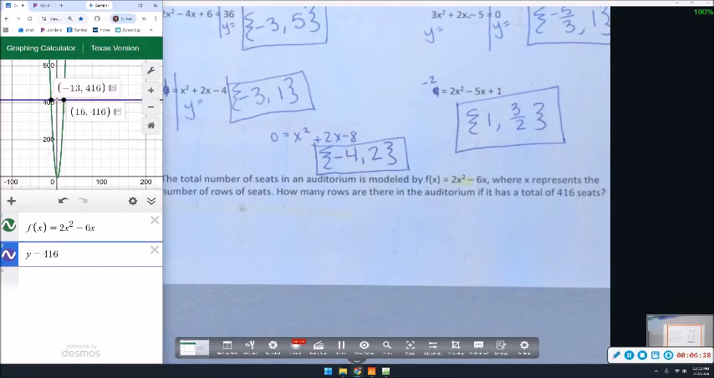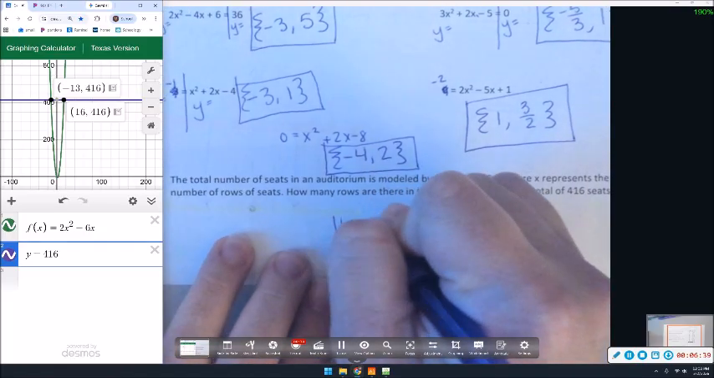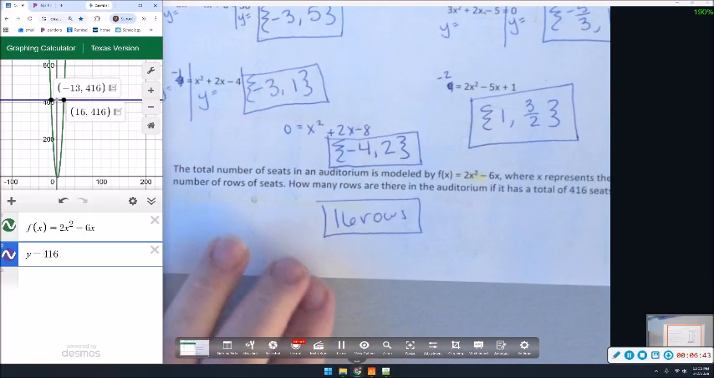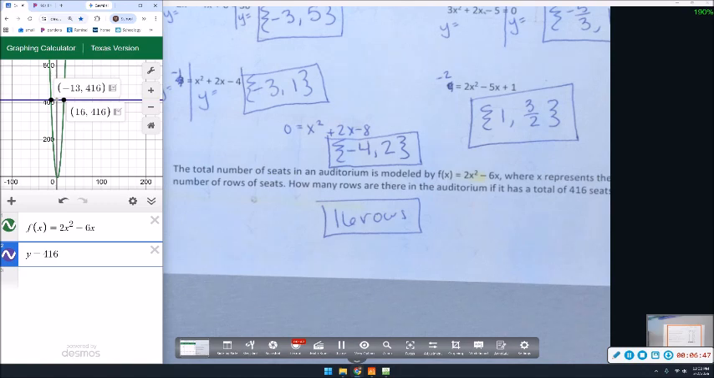Now here's my question. We get negative 13 and 16. Can you have negative 13 rows? No. So is that even part of my answer? So what's the only answer? So we have 16 rows. Well, this is a real world problem though, so does negative make sense here? No, so we're only choosing the positive answer. Put it in a pass.